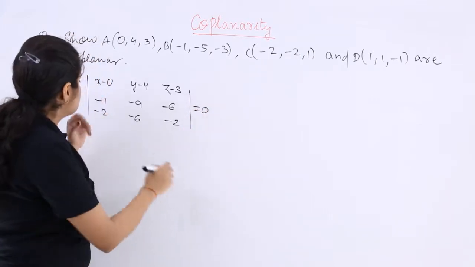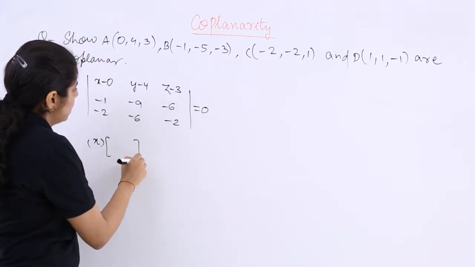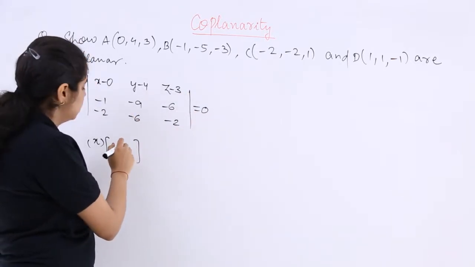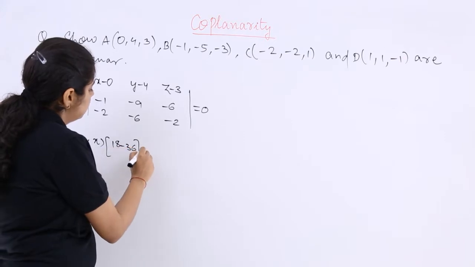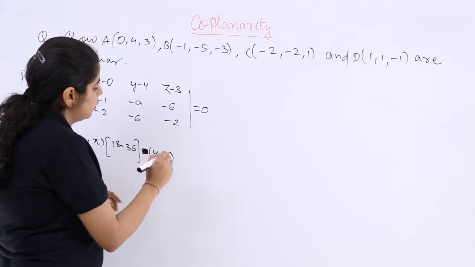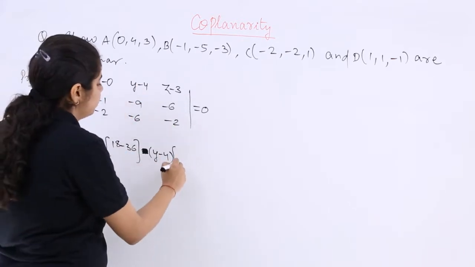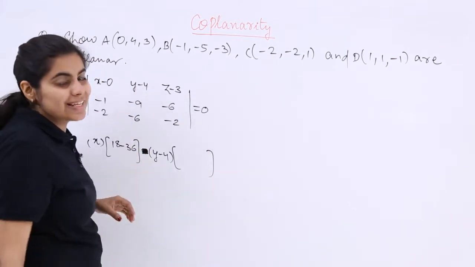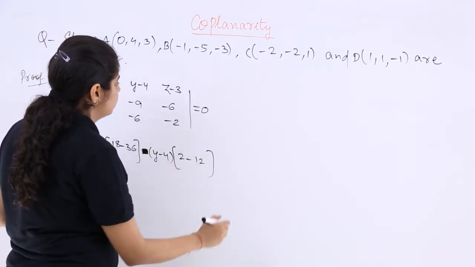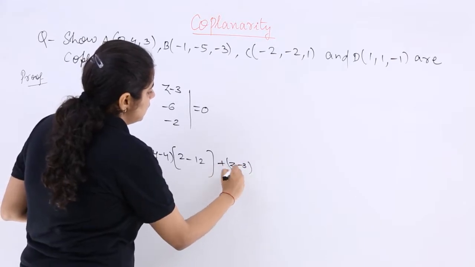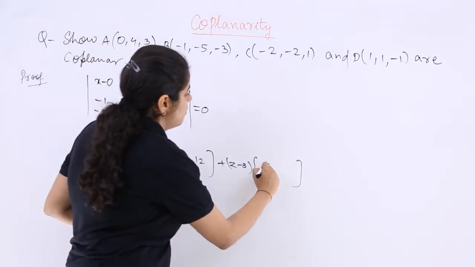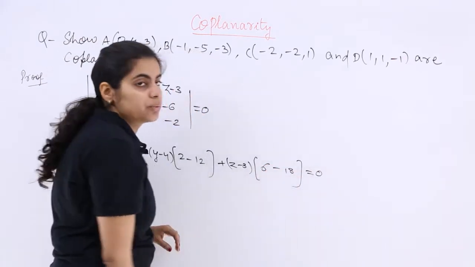Now just solve this. So this is x. Remove the first row and the first column, you get 18 minus 36 plus y minus 4, and this should not be plus, this should rather be minus because this is according to the cofactor convention. Remove the second column and the first row, it becomes 2 minus 12 plus z minus 3. Remove the third column and the first row, it is 6 minus 18 is equal to 0, right?